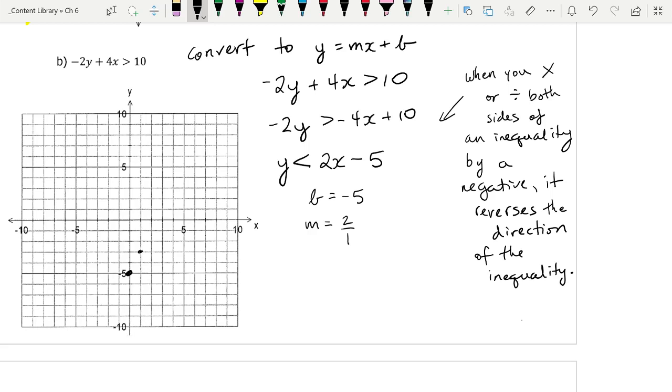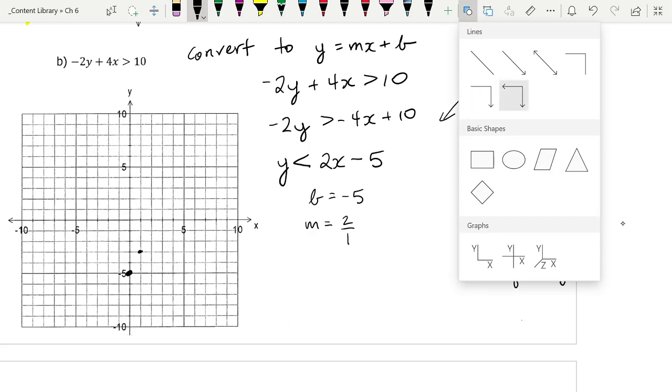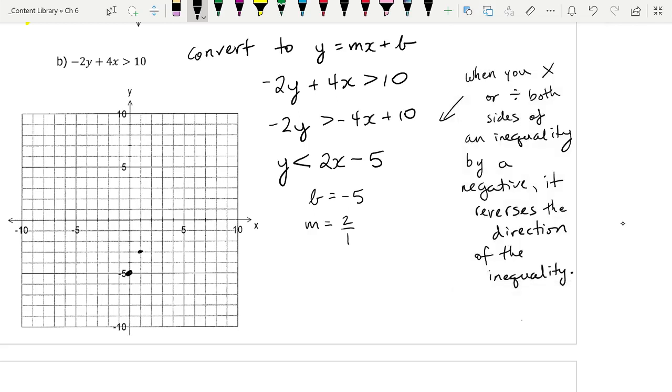Can I draw a dotted line with this thing? I don't know. Let's see. Does everybody remember that it has to be a dotted line? How do I know it's a dotted line? There's no equals on here, so the numbers on the line don't count as solutions. Let's see if I can make a dotted line. No, lines have to be solid according to this. So I'm going to have to just draw my own dotted line. Up 2 over 1, up 2 over 1, dotted, and this way. There we go. There's my line.